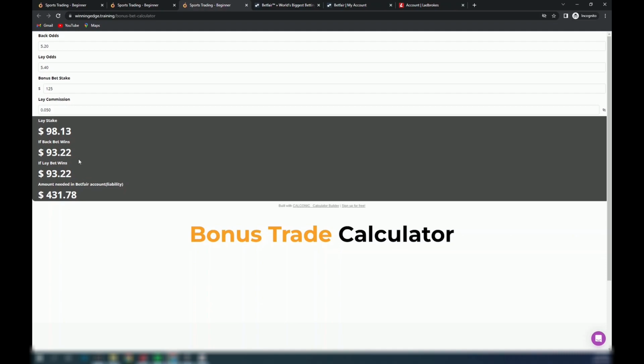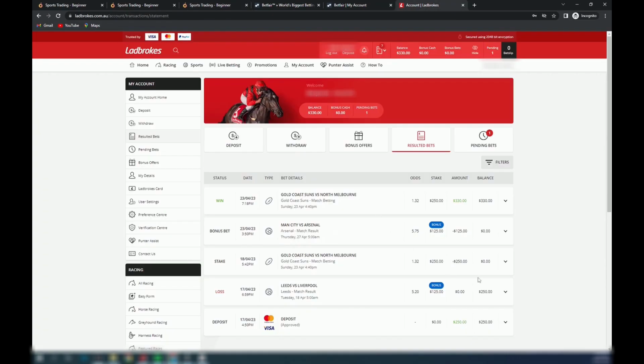Now let's do the same thing, assuming the lay bet has won. Let's see if the calculator is right if the opposite outcome happened. So we'd start over at Ladbrokes. We'll look at this bet here, and we're going to see what happens if this bet wins. Now, with a cash bet here, with a stake returned bet, you see that we put our stake in, we get our stake back plus our winnings.